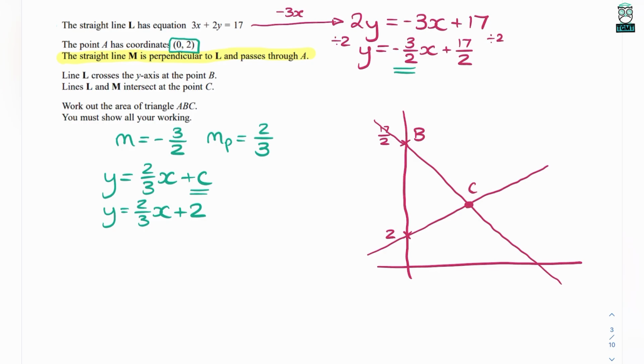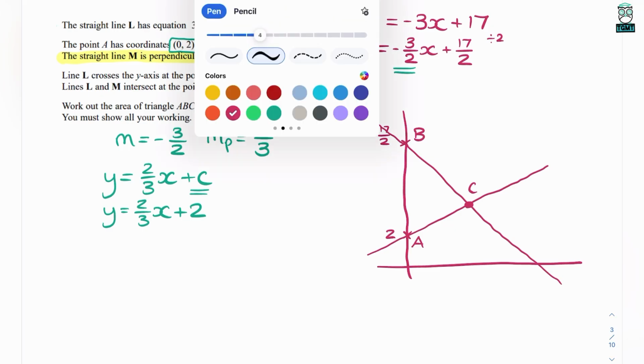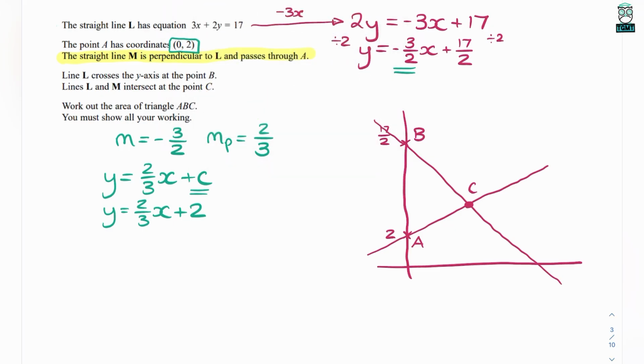And were there any other letters we were given? We had point A was the coordinate (0, 2), so this one here is A. And that was all the letters we've got. So the question said, find the area or work out the area of ABC. So let's think about how we would actually do that. Here is the triangle ABC, this one just here. I don't want to draw over it too much, but that's the triangle we need to get the area of.